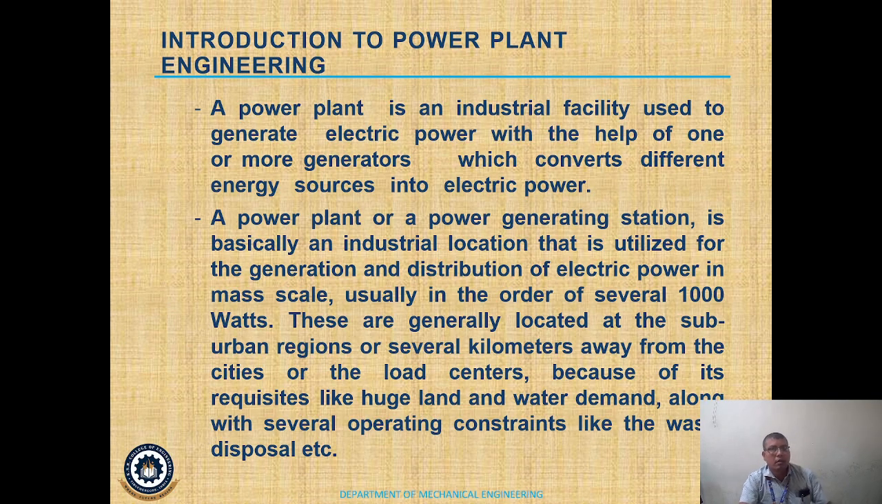A power plant is an industrial facility used to generate electric power with the help of one or more generators, which convert different energy sources into electrical power. A power plant or a power generating station is basically an industrial location that is utilized for the generation and distribution of electrical power on a mass scale, usually in the order of several thousand watts.